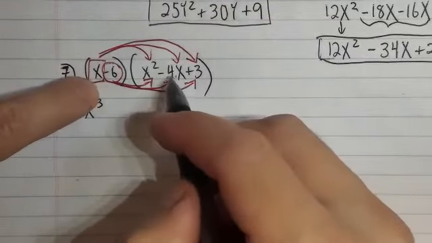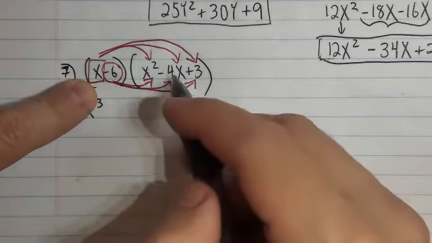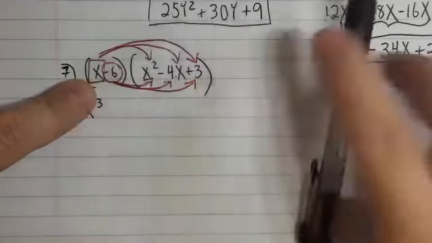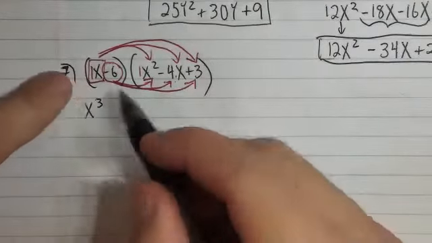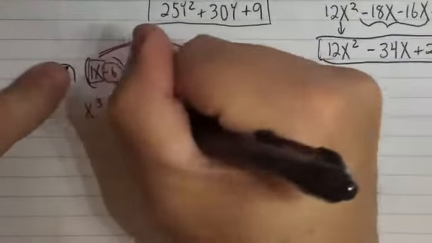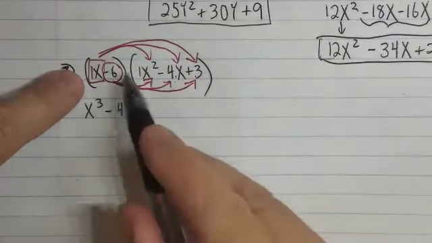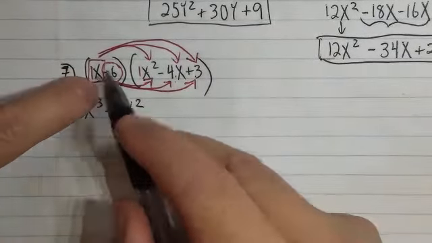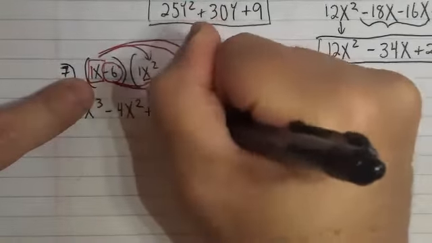X times, and again, it's a negative 4x. X times a negative 4x. Remember, some of these are imaginary ones here. Remember, the exponent there is 1 as well. But 1x times negative 4x would give me a negative 4x squared. We have two x's, x times x. And then 1x times a positive 3 would give me a plus 3x.